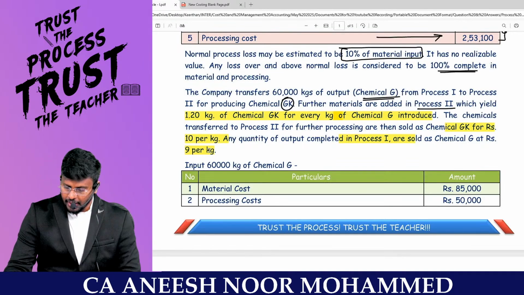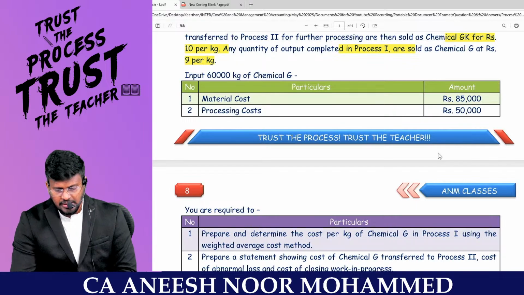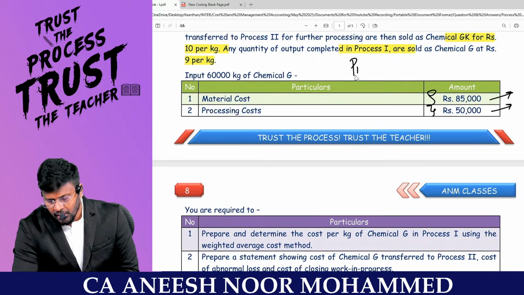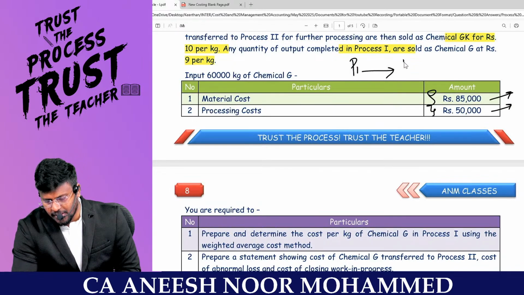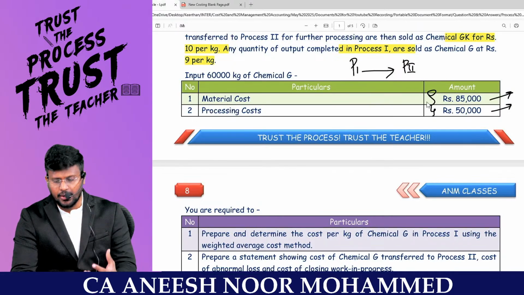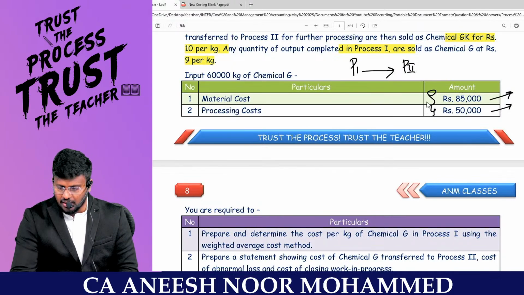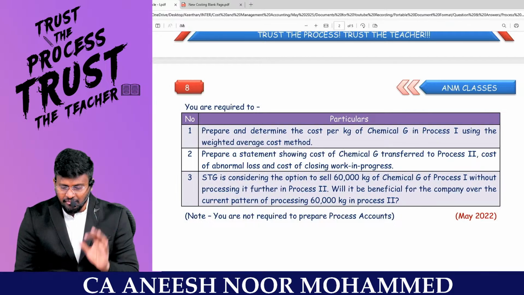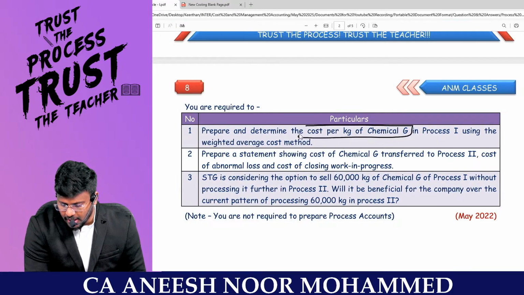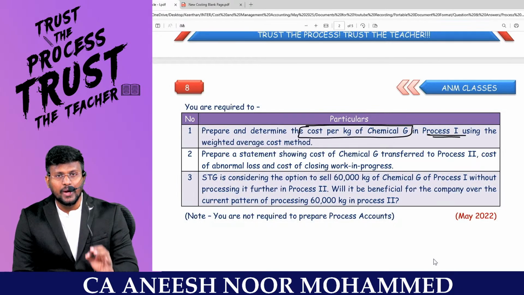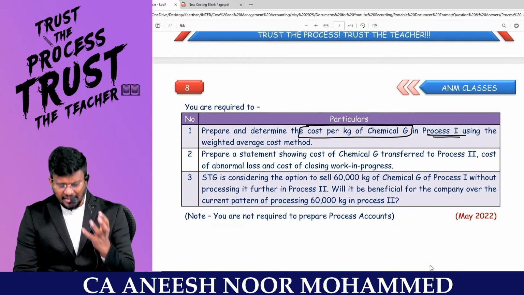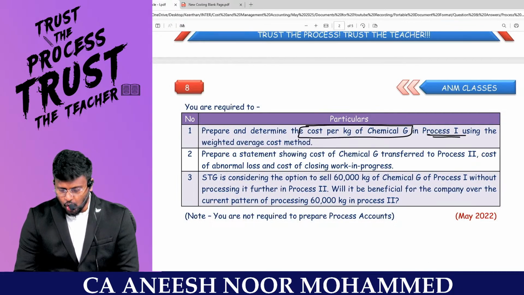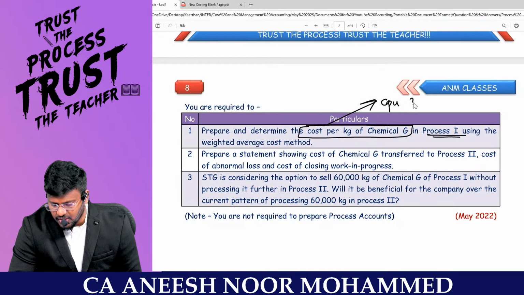Fantastic to the core. Input 60,000 kg of chemical G. For material cost 85,000 and processing cost 50,000. That is, after it has been processed in process number 1, it has been transferred to process number 2, where an additional 85,000 material cost and 50,000 processing cost have been incurred. You are required to determine the cost per kg of chemical G in process 1 using the weighted average cost method. That means what is the cost you have incurred in process number 1 and what is the cost per unit is what the discussion is all about.